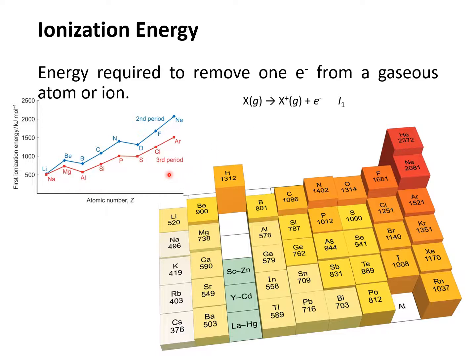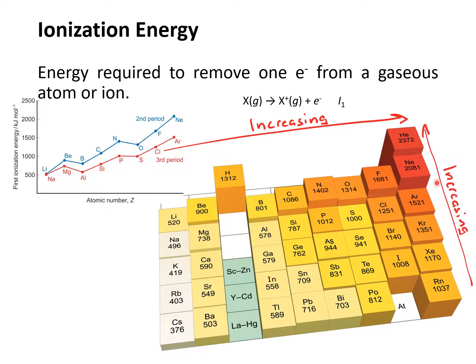The trend in ionization energy in the periodic table is shown here, where we see that the ionization energy tends to increase as we go across a period or row in the periodic table, and it also increases as we go up a group in the periodic table. The trend in ionization energy is reflected in the graph shown here, where we have the first ionization energy plotted as a function of the atomic number.